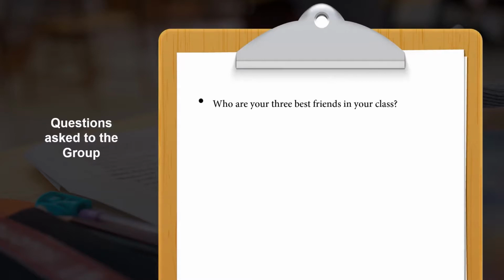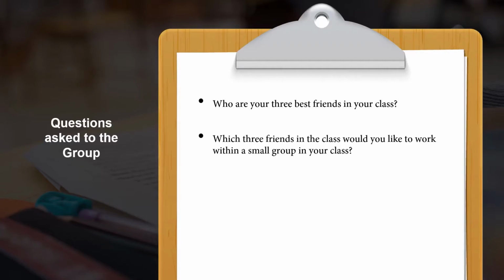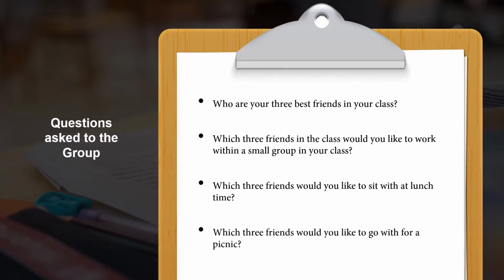Let me see what the questions are. Firstly, we will ask, who are your 3 best friends in your class? Secondly, which 3 friends in the class would you like to work with in a small group in your class? Thirdly, which 3 friends would you like to sit with at lunchtime? And lastly, which 3 friends would you like to go with for a picnic? So when you look at these questions, you can see that it's a type of positive questions where the learners are going to select their friends according to their preferences.